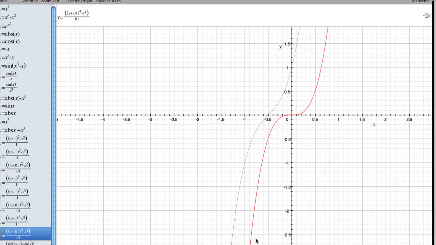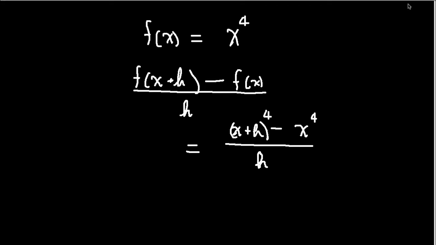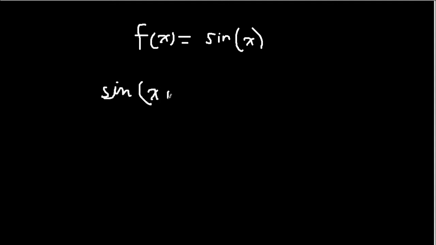Now let's look at another example. Okay, in this one I want to use a function that we learned in geometry. Okay, I want to look at f of x equal to the sine of x. So in this case, f of x plus h looks like sine of x plus h minus sine of x, minus f of x is the sine of x, divided by h.